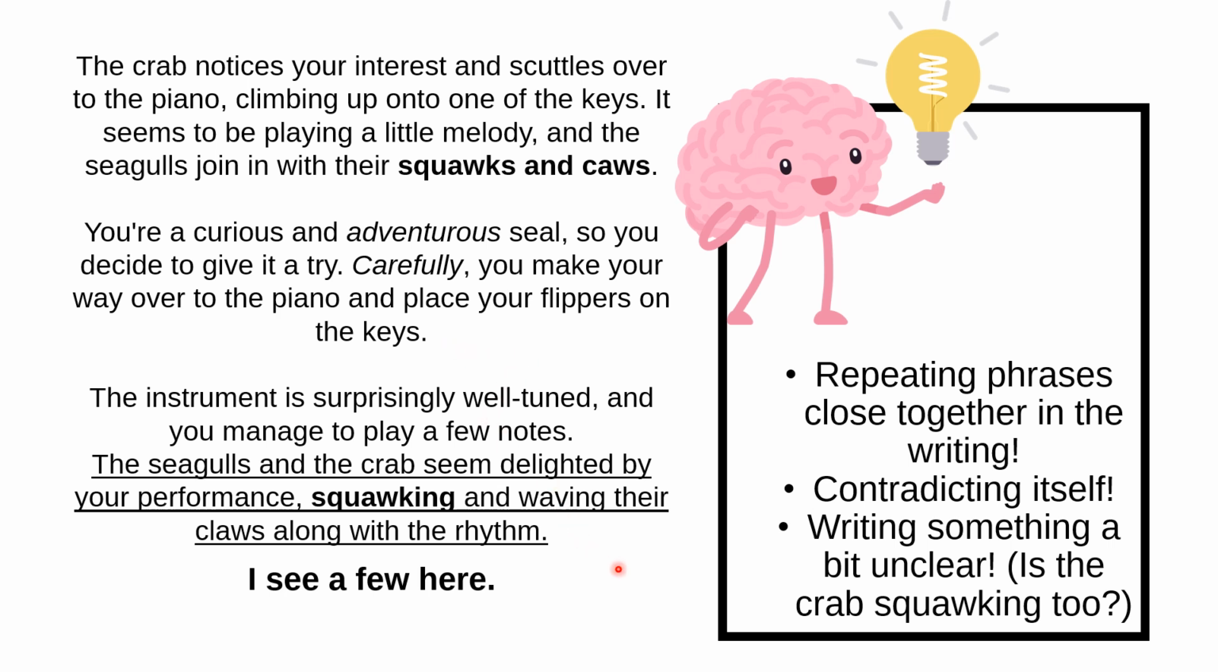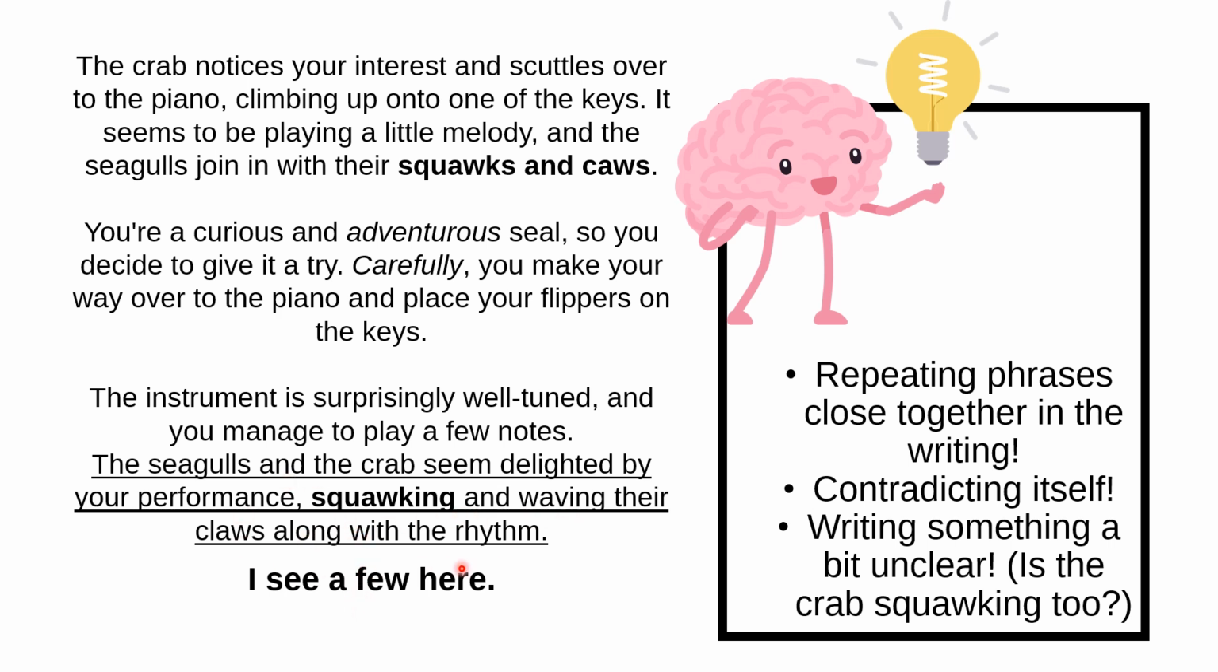And then it wrote something unclear in that last sentence. It said, the seagulls and the crabs seem delighted by your performance, squawking and waving their claws along with the rhythm. So seagulls and crabs have different sets of skills. A seagull squawks and a crab has claws that it might be able to wave, but the AI just lumped them together and said that they were all squawking and waving their claws. It left out the implicit all, but you might not be able to understand who's doing the squawking and who's doing the waving of their claws.